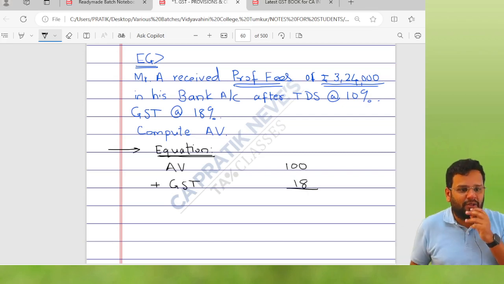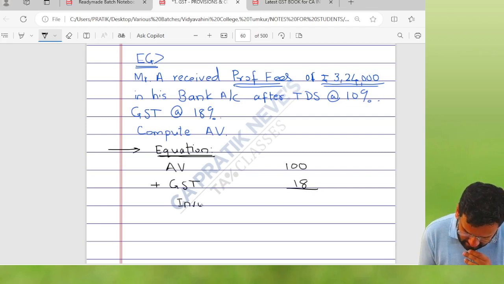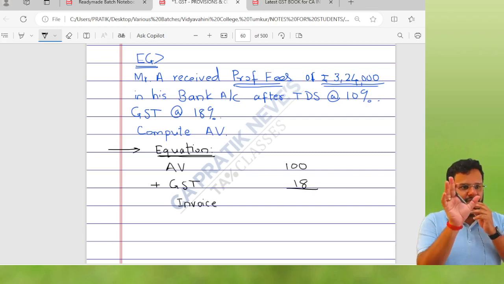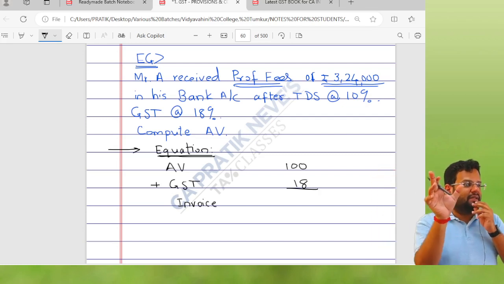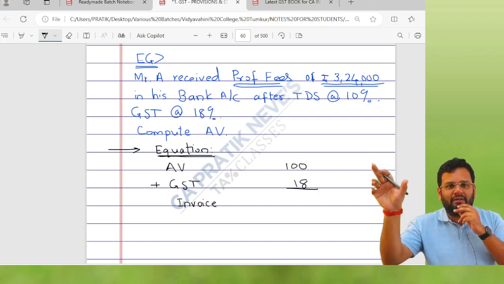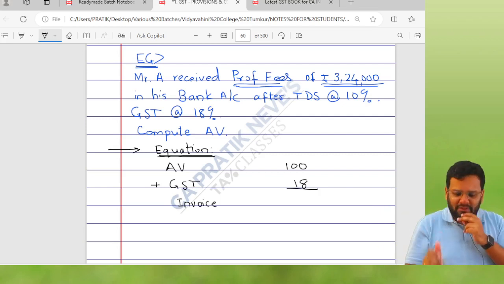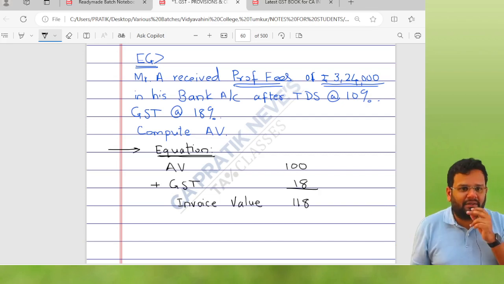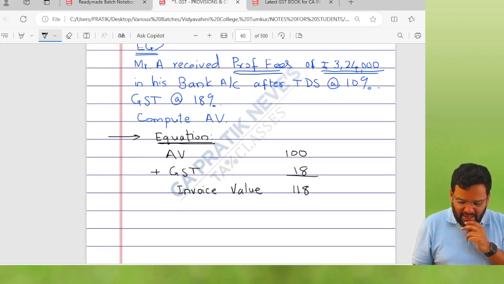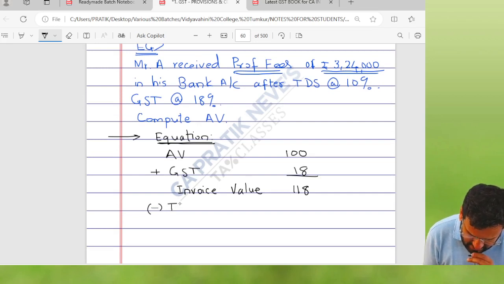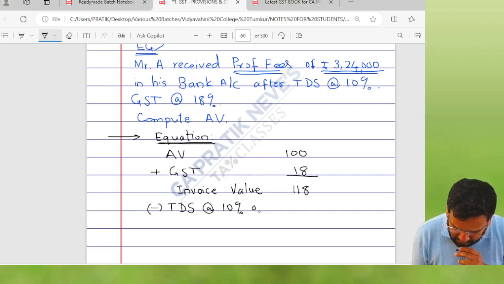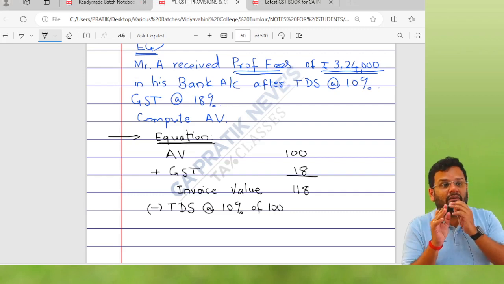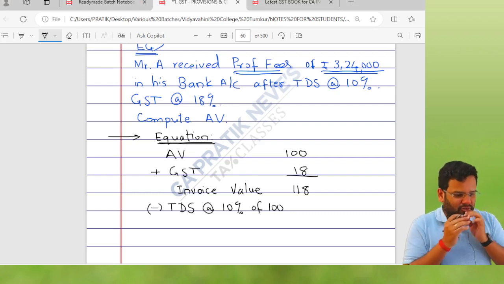Write invoice value. Next line. Step by step, write one after the other. Assessable value 100. Next line, GST below 100, write 18. So what is the invoice value? 118. Less TDS. TDS has happened at what percent? Very good. 10%. 10% of what? 10% of 100. So how much TDS?